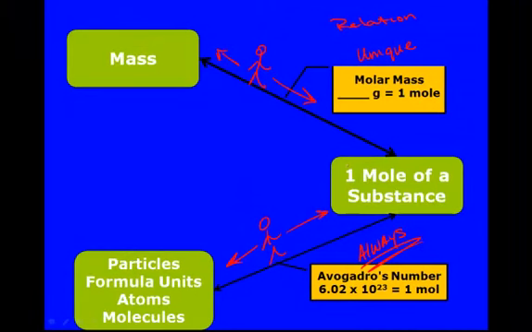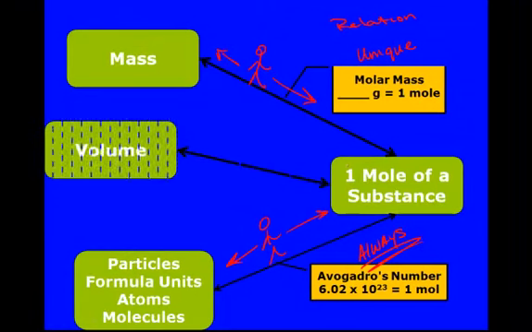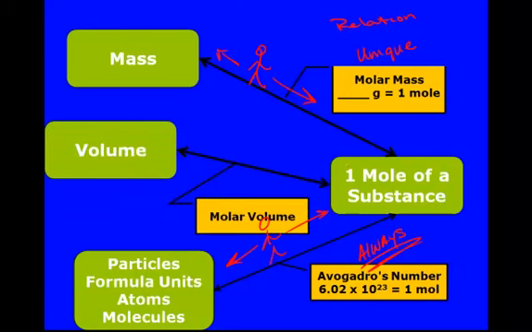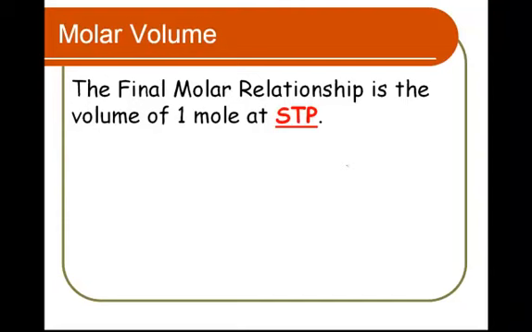So with our map the way it is already, we can add a third island, and this is Volume Island. And to travel to Volume Island, we're going to need to use molar volume. So molar volume is the relationship between the volume, or how much space, 1 mole of a substance takes up at STP.